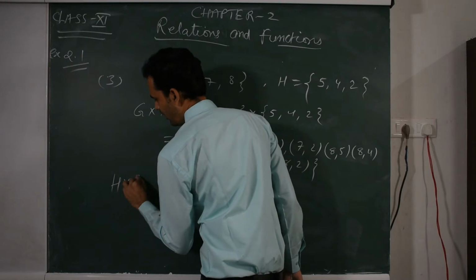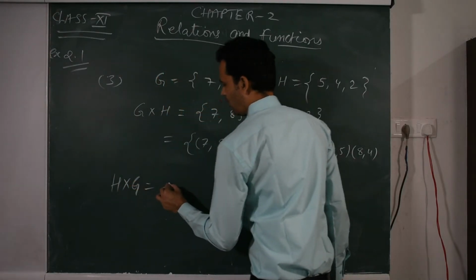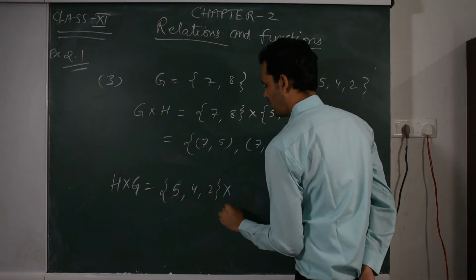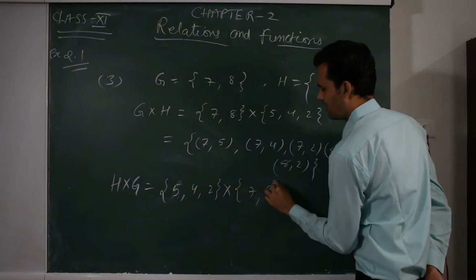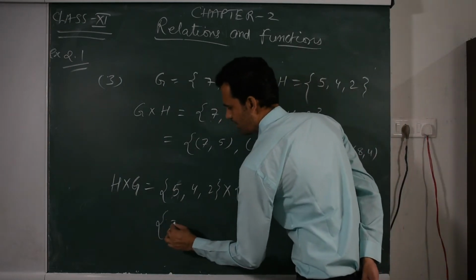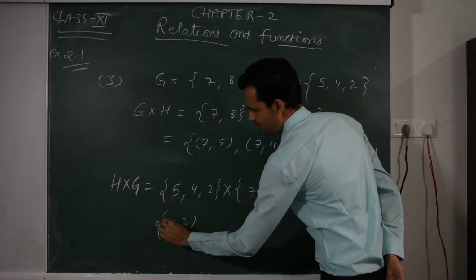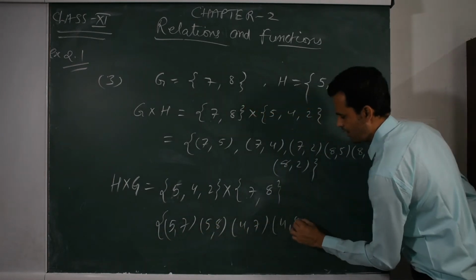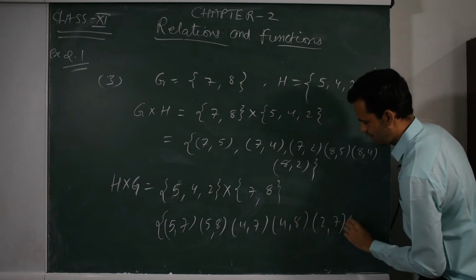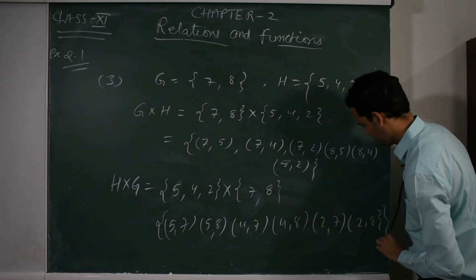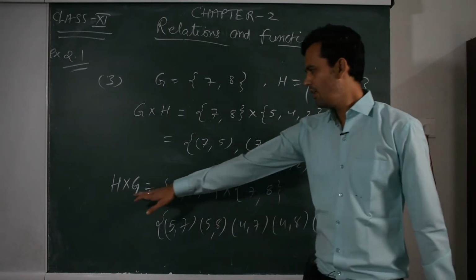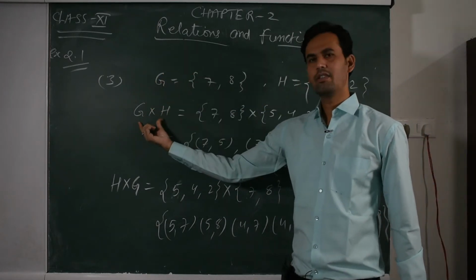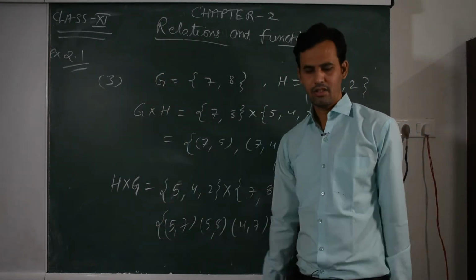Similarly, we have to find H cross G. So first we write the elements of H, 5, 4, 2, cross the elements of G, 7, 8. So the Cartesian product is (5, 7), (5, 8), (4, 7), (4, 8), (2, 7) and (2, 8). So this is the Cartesian product of H cross G. So this is called the Cartesian product of two sets, GH and HG.